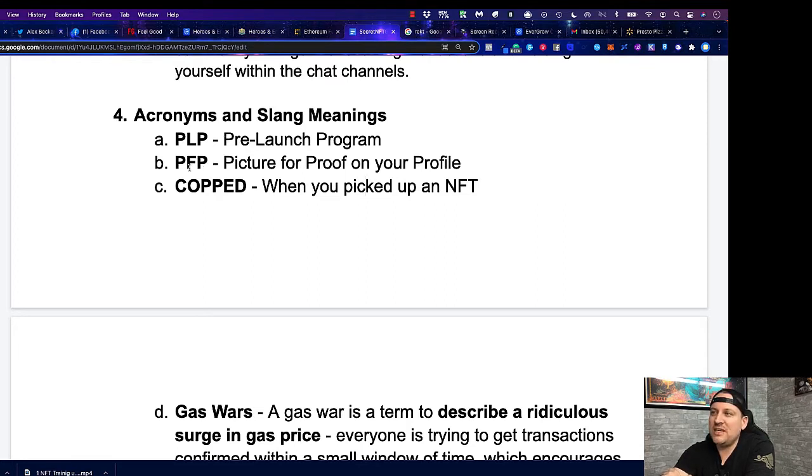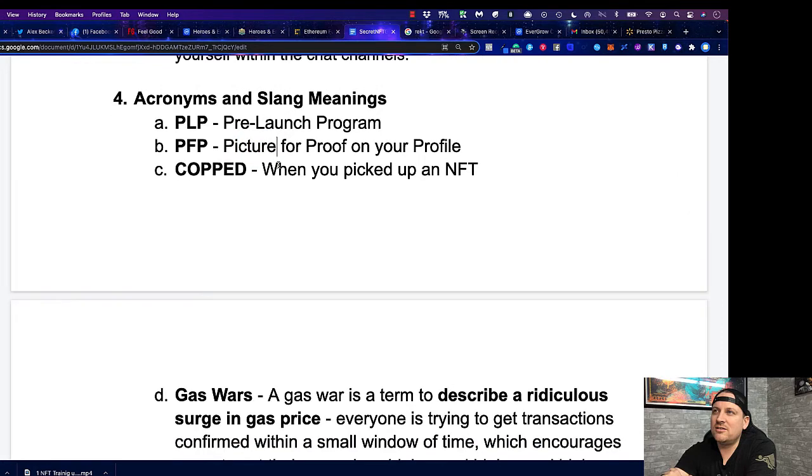The next thing is PFP, picture for proof on your profile. This is kind of neat. This is something that Twitter is going to be coming out with soon, where they'll allow you to somehow connect your wallet, I think, and then show that you own that picture, which means you have commercial rights to that picture, and you could use it in advertising or whatever you want to do because you own those commercial rights. It's a neat feature that will help identify who you are potentially in the future inside of digital media like Twitter. And so people sometimes will say that.